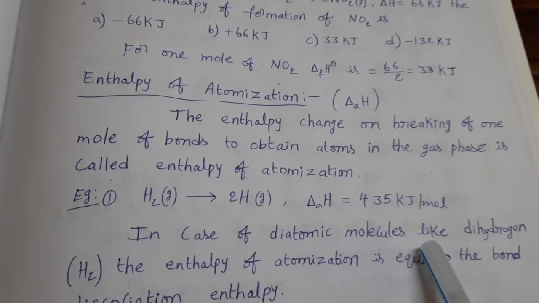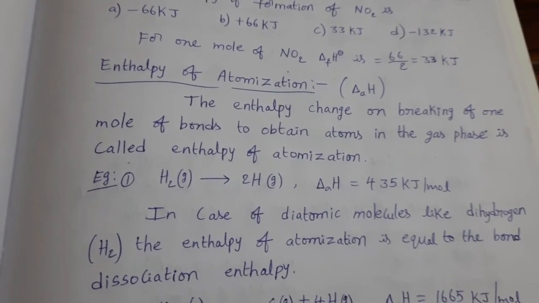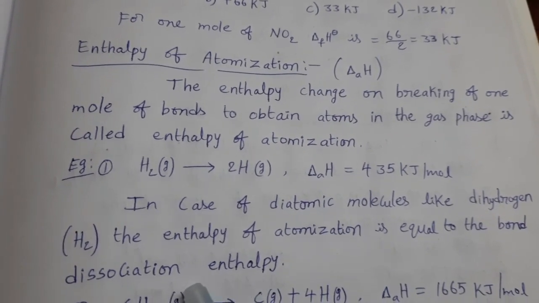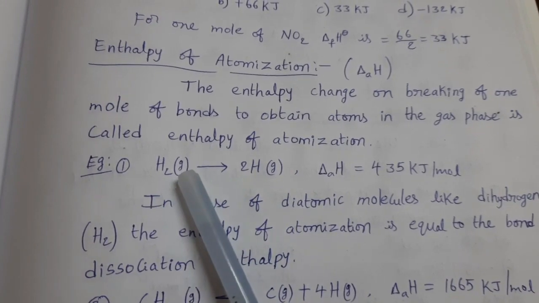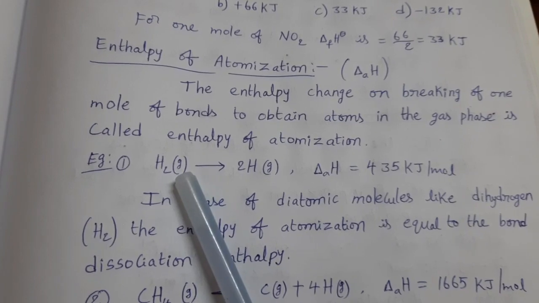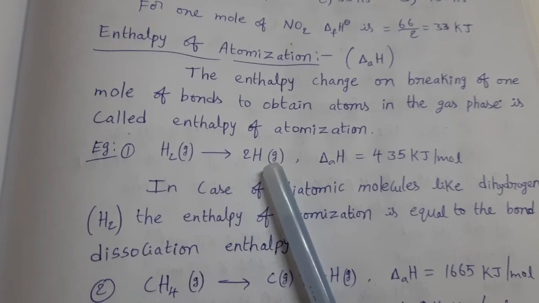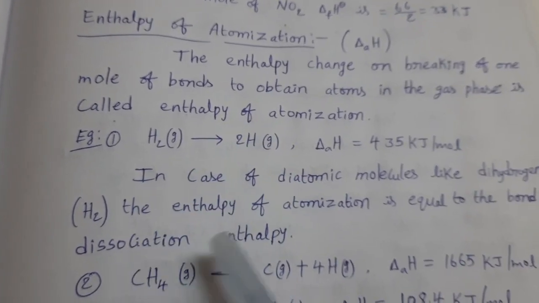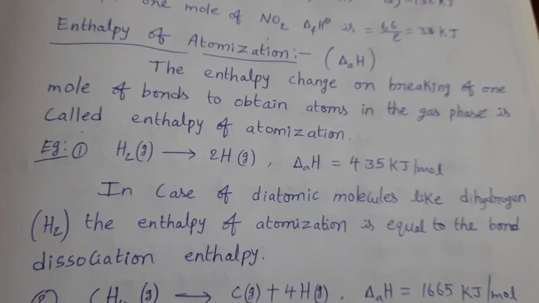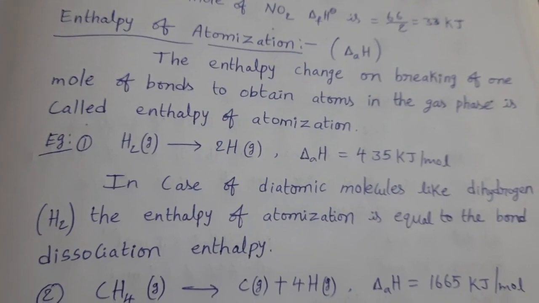In case of diatomic molecules like dihydrogen, H2, and dioxygen, dinitrogen, the enthalpy of atomization is equal to the bond dissociation enthalpy. Here the molecule H2 has a bond between 2 hydrogen atoms, that bond is broken, then we can get atoms of that element in gaseous state. That is also called bond dissociation enthalpy. So in case of diatomic molecules, enthalpy of atomization is equal to bond dissociation enthalpy.